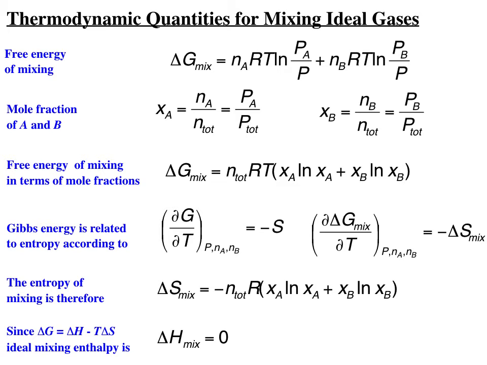Now guess what? If I were to extend this to mixing three gases, I would have N tote RT times three terms. There would be a third term in that parentheses, XC ln XC. This is the only difference that would come about. Now I can easily get other thermodynamic quantities of mixing, because from the original behavior of G, dG dT at fixed P and NA and NB would be equal to minus S. So that would be the molar entropy of the situation.